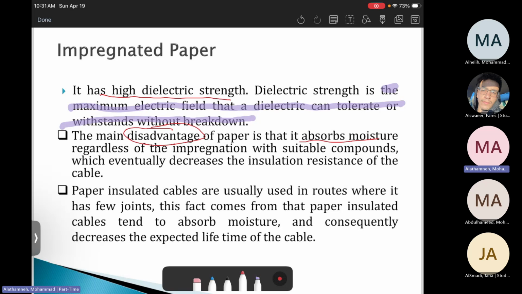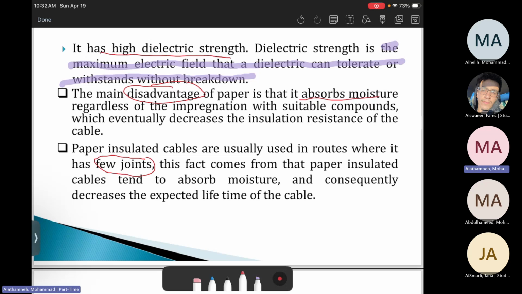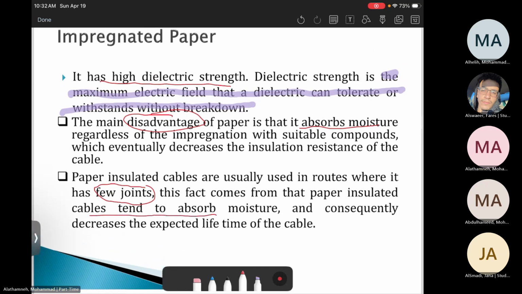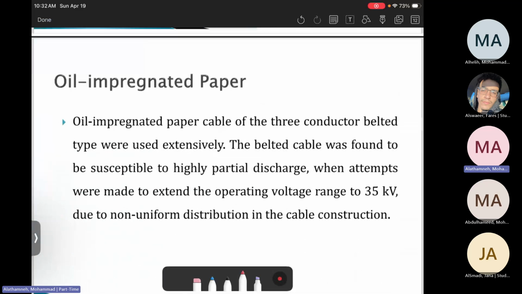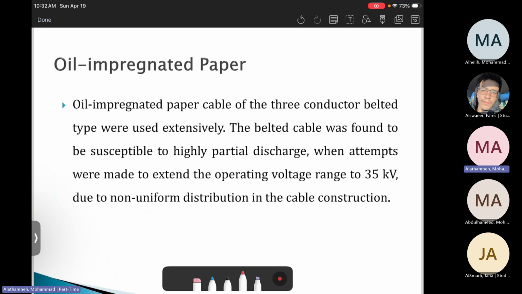The paper insulated cables are usually used in routes where there are few joints. So when there is a joint, it will also be impacted. That's one of the other disadvantages. Then we need to make sure that it will not absorb moisture and decrease the lifetime of the cable. If this problem continues, where there are many joints or it is absorbing moisture, it will impact the lifetime of the cable.